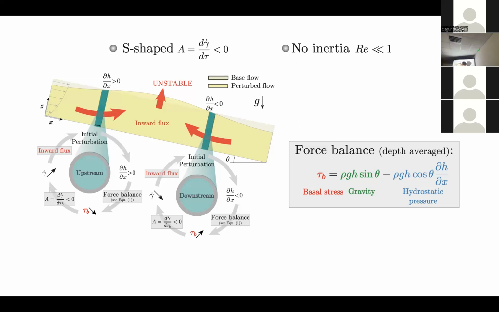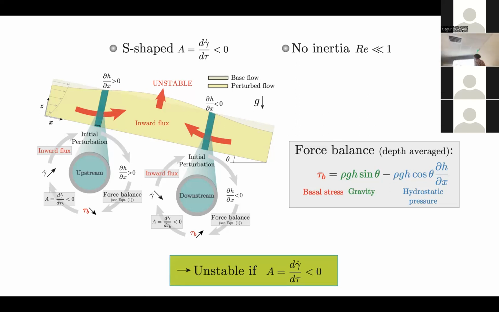And so you see that by putting a perturbation, I create an inward flux below the bump. And you can do the same reasoning downstream of the bump, and it makes the same inward flux. And so we see just by hand like this that the flow is unstable if the rheology is negatively sloped. Okay.